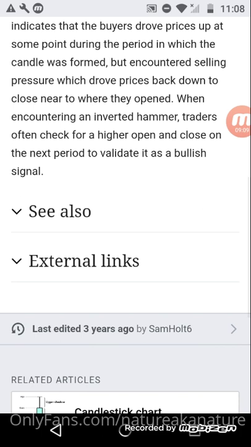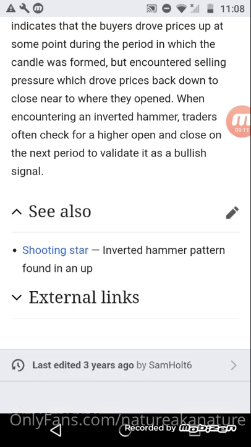Also check out the shooting star. We're also going to go over the shooting star, because it's the same thing as an inverted hammer, but it forms during the uptrend. Then we're going to go over the hammer in this video too. So we're going to go over the hammer, inverted hammer, and shooting star. The hammer is the opposite of the inverted hammer, and we'll go over that real fast.